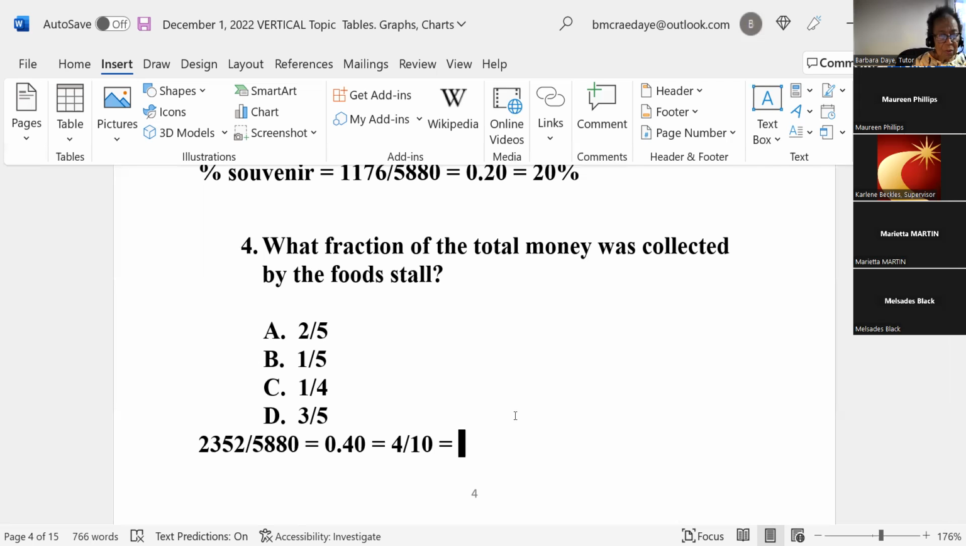No. How do you simplify a fraction? How do you reduce a fraction to its lowest term? You find a number that goes in the numerator and also goes in the denominator. What number divides in the 4 and also divides in the 10? 2. So what's 2 in the 4? 2. What's 2 in the 10? 5. Oh hell, it's A.